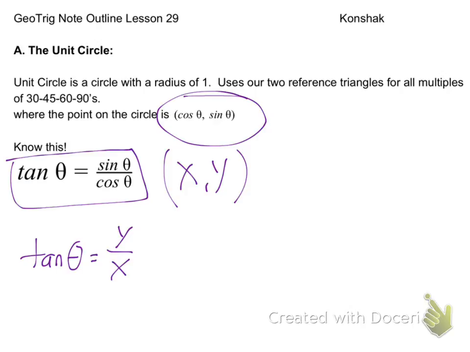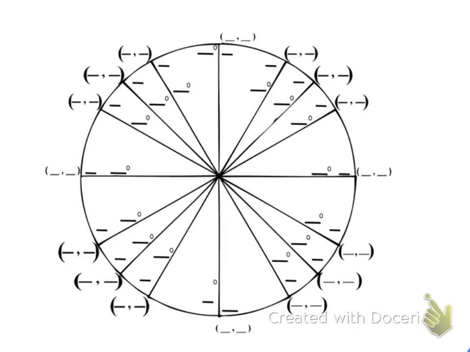So, what does it look like? That is the unit circle. You are getting these today. So, how are we going to use this? The way this is actually created is with our reference triangles.